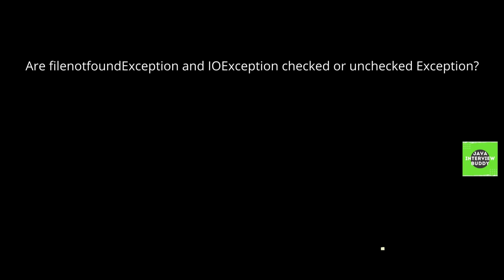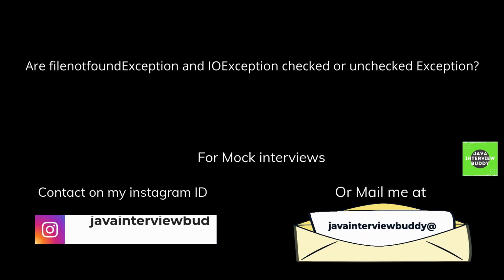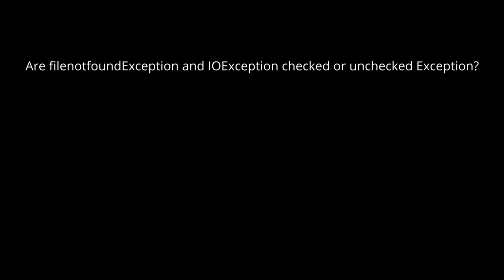IO is the super, and then parent to child will come. So that is the hierarchy of the exceptions: first the parent, then the child, and then the child of that. But I'm getting confused about which one is the super and which one is the child. Okay, no problem.